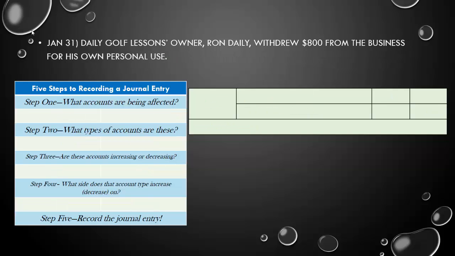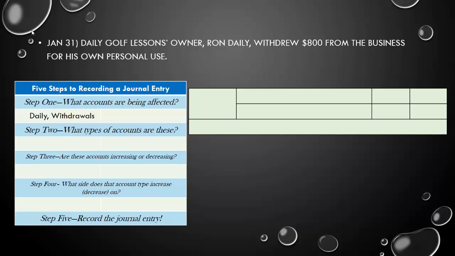On January 31st, Daily Golf Lessons owner Ron Daly is going to withdraw $800 from the business for his own personal use. So Mr. Daly wants to buy something that costs $800, but whatever he is purchasing isn't going to be useful to providing golf lessons. And since it's not useful in what the business does, you can't put it on the books as a business asset, which means the owner has to first formally withdraw the money.